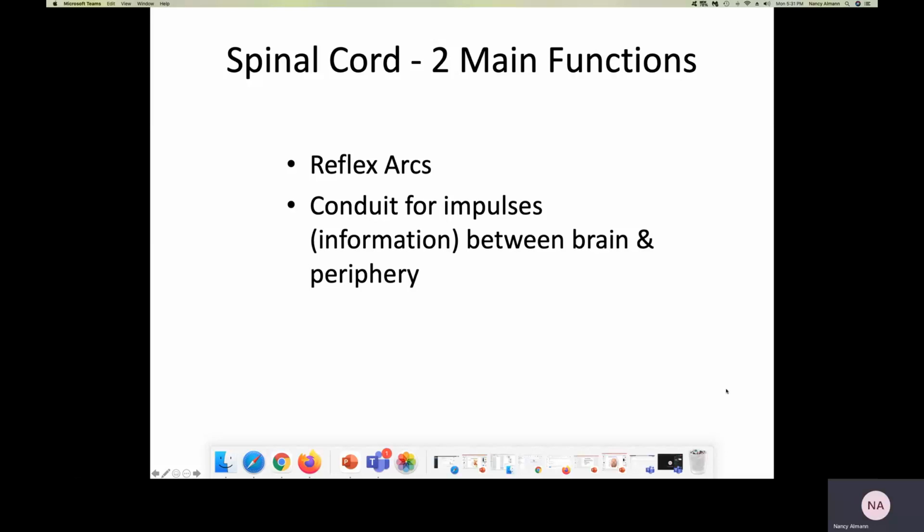We spent a lot of time talking about the brain, but we can't forget the spinal cord, which is an important part of the central nervous system. It's going to be responsible for two main functions. One is going to be the spinal reflex arcs. The other is that it will be a conduit for information that needs to flow from the periphery to the brain and then back out to the periphery.